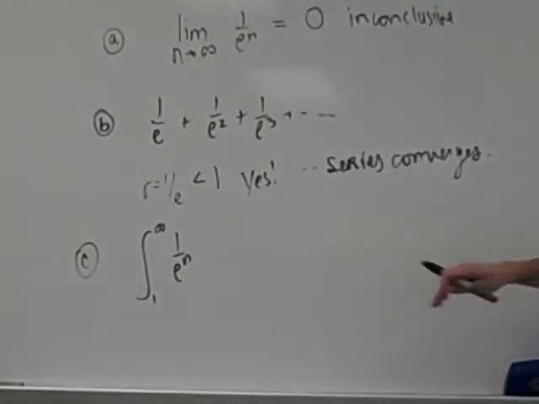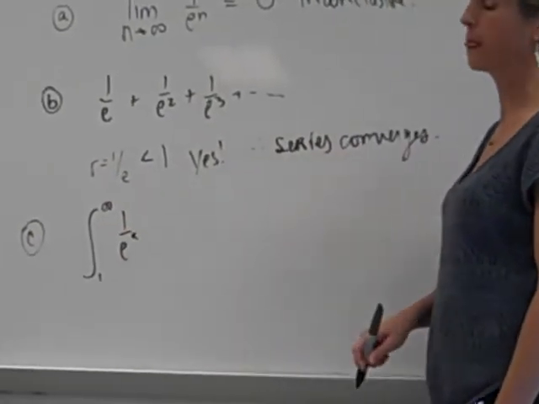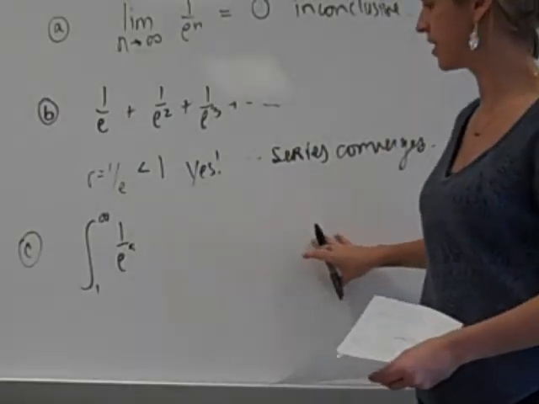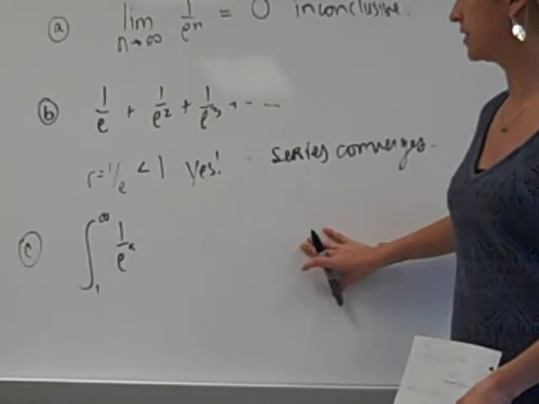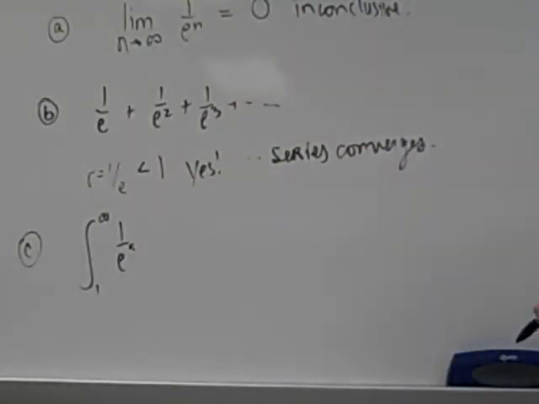Actually, I should change my n to an x, because really we're looking at it as a function once we look at its integral, but whatever. So if I take the integral of that, if I can get that to equal a number, then the series will converge just like the integral does. And if I get this to equal infinity, then the series diverges just like the integral does. So they both do the same thing.